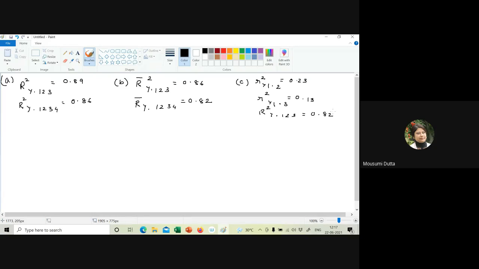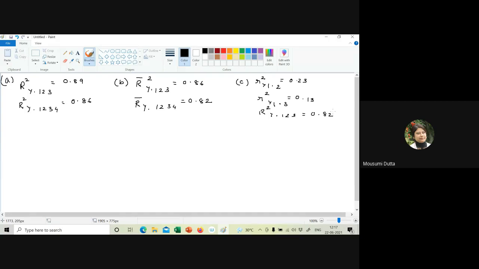Okay, suppose these three questions are there. Let's start with the first one. You have to tell me in which cases could you be certain that an error has been committed. So let's start with the first one. There are two multiple R square: R square y dot 123 is equal to 0.89, R square y dot 1234 is 0.86.